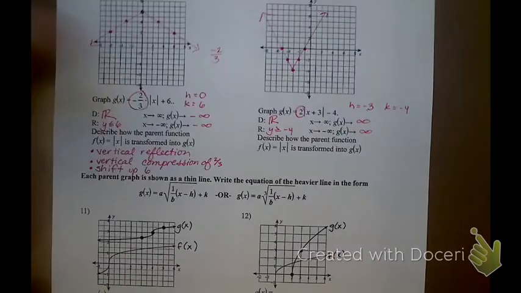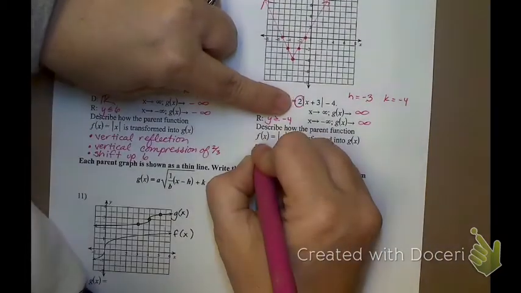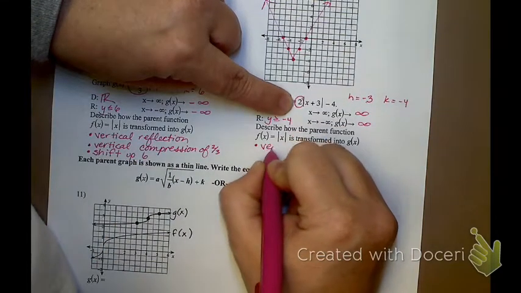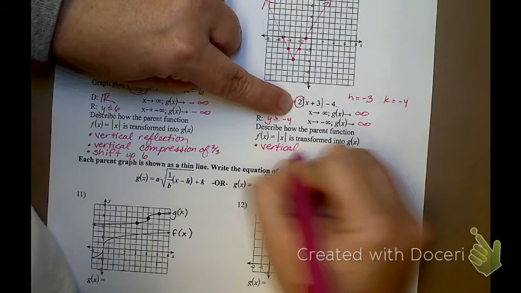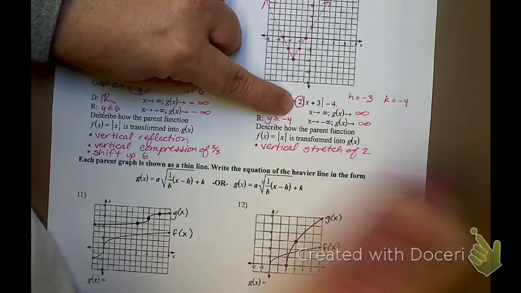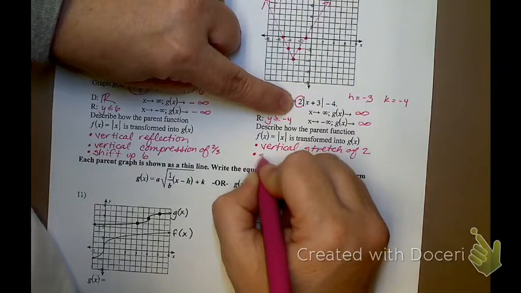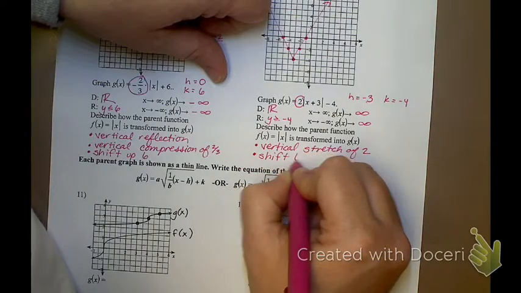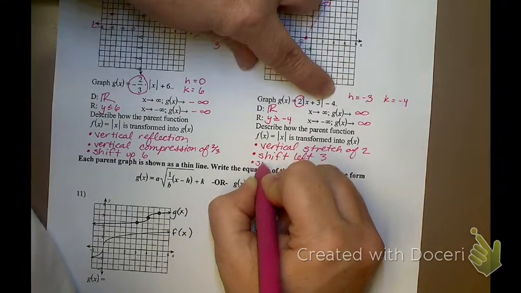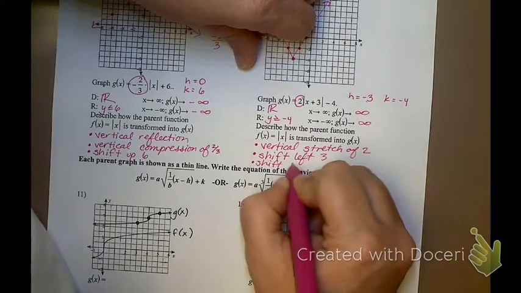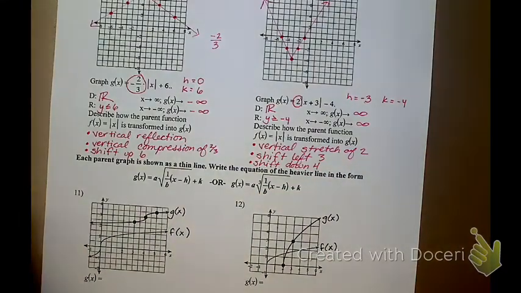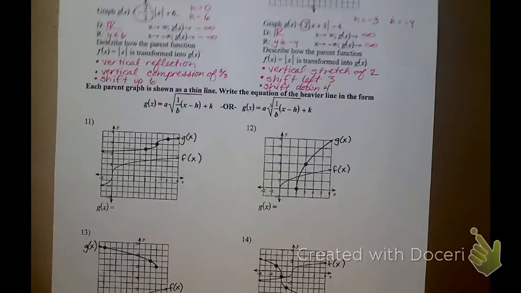All right, our description. My A value is positive, so I do not have a vertical reflection, but since it's 2, I have a vertical stretch of 2. I have an H value of -3, which means I have a shift left 3. And I have a K value of -4, which means I have a shift down 4. Okay. All right, on to the last batch.